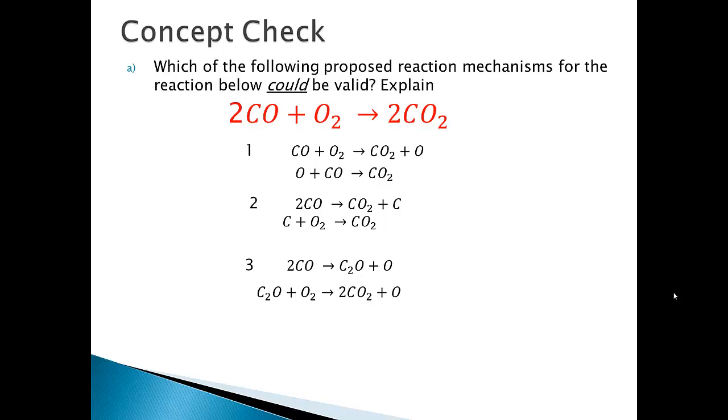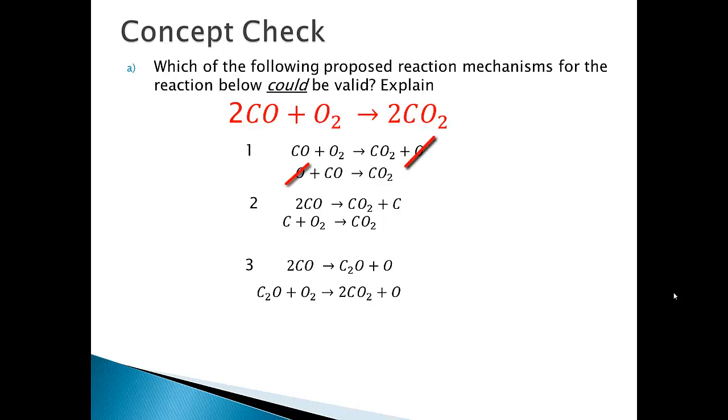Number 1 seems like it might make sense. So we've got CO plus O2 gives us CO2 plus O, and then we've got that oxygen that's produced, that single oxygen, O plus CO gives us CO2. And overall, that's going to be 2CO plus O2 gives us 2CO2. So that makes sense. So number 1 makes sense. We can cancel out our oxygens.